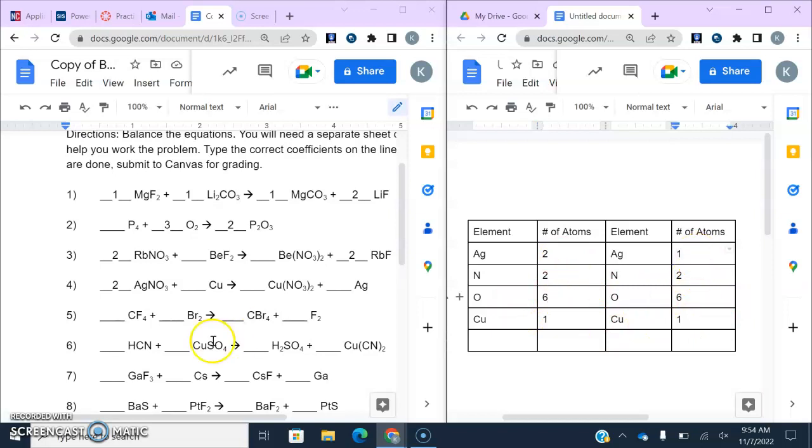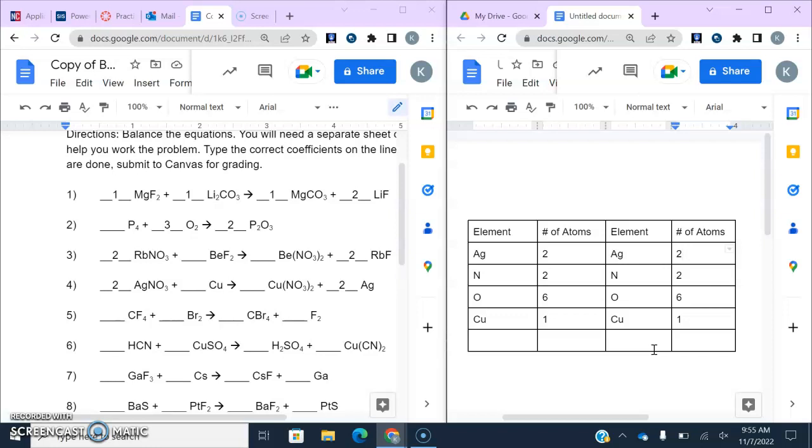is still unbalanced. So I'm going to come over here. We've got 1 silver, but we need 2. To solve that, we'll put a 2 coefficient, which will give us then 2 silvers. Okay, so now we've got 2 silver, 2 nitrogen, 6 oxygen, and 1 copper. And that, again, my friends, is a balanced equation. So those are the first 4.